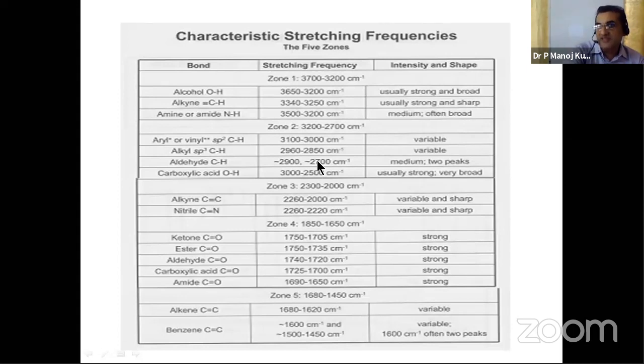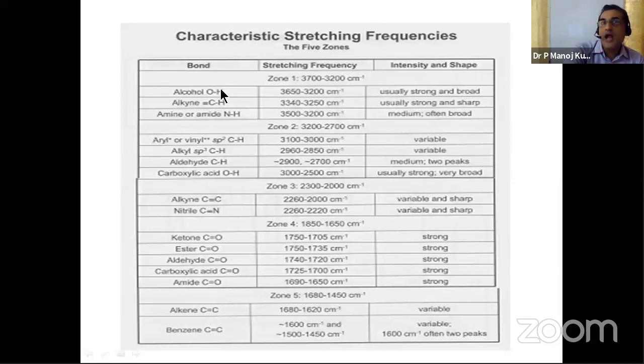If you follow Silverstein, variations will be there from textbook to textbook, so you don't need to remember exactly these values. For the sake of convenience, you can remember around 2850 and 2750. Then carboxylic acid OH will center near 3000. See the difference on this particular slide.